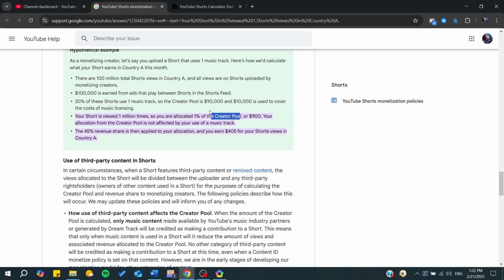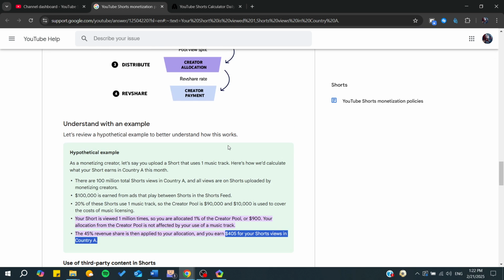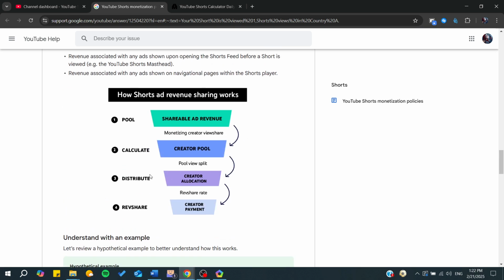After that, you will be given your pool, and then the 45% revenue share is applied to your allocation, and you will earn this amount. So basically, this is the sharing system of the revenue in YouTube Shorts.